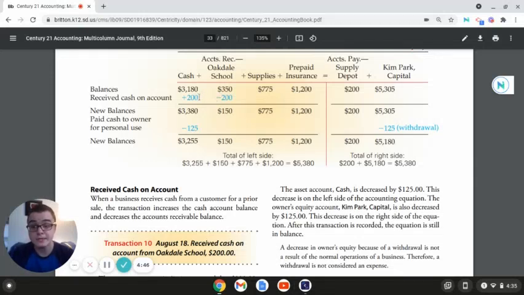So if you notice here, we have a plus and a minus. That's because we are on the same side of the accounting equation. So if we receive something and it's an asset, there will always be a plus and a minus sign on the same side of the accounting equation.